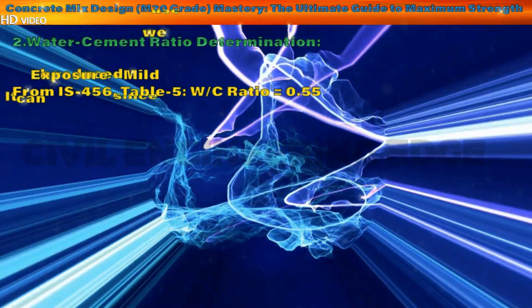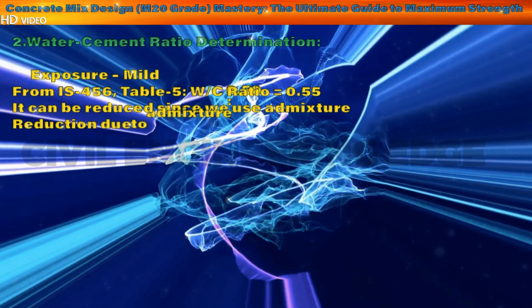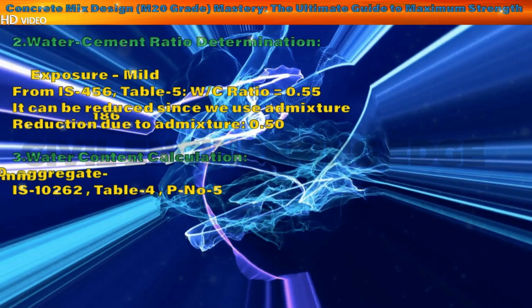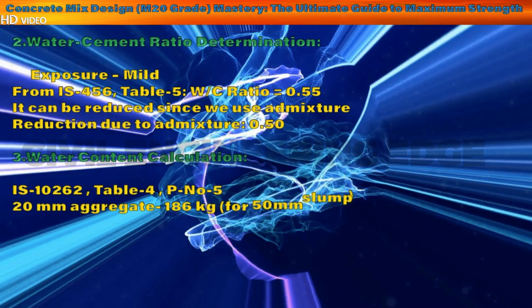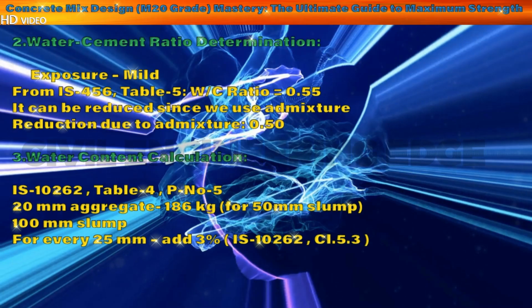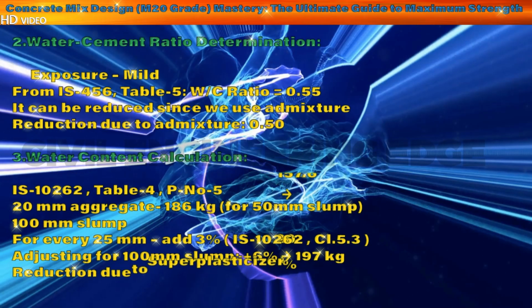4. Cement content calculation. Cement equals water divided by water cement ratio equals 157.6 divided by 0.50, which is equal to 315 kilogram per cubic meter, which is greater than 300 kilogram per cubic meter. This satisfies the minimum requirement of 300 kilogram per cubic meter.